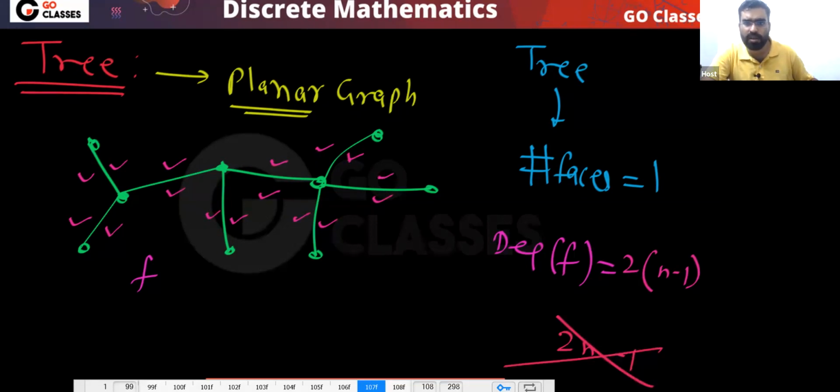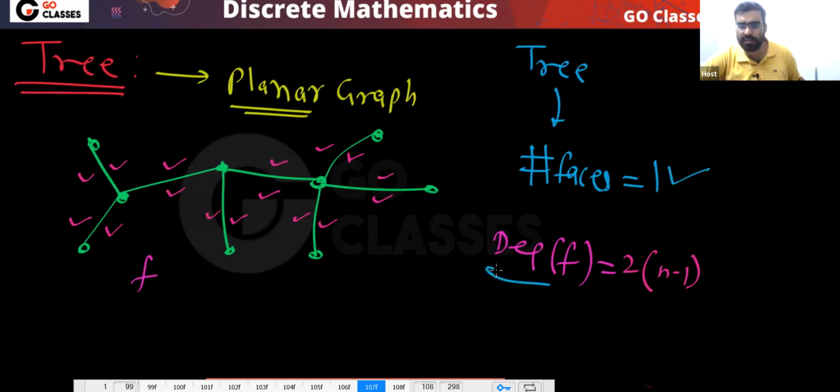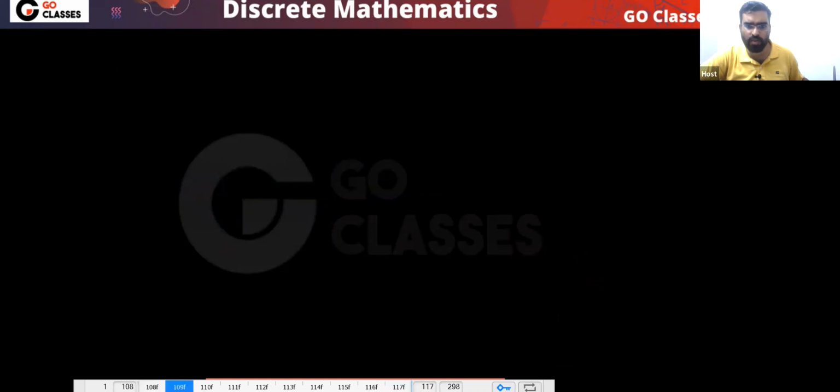This is wrong. Okay, so the answer will be 2 into n minus 1. So this is the idea. This is a tree. Every tree is a planar graph. Only one face will be there, and the degree will be this. Okay, let's move on now.